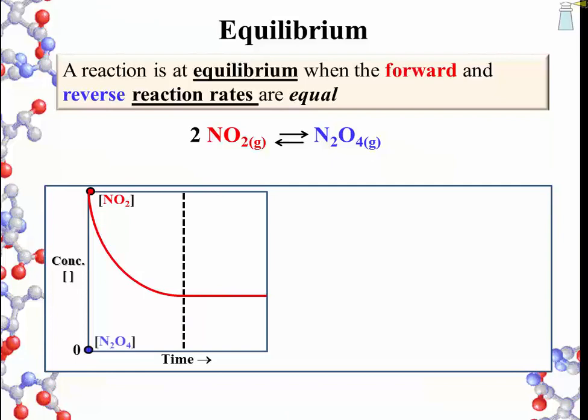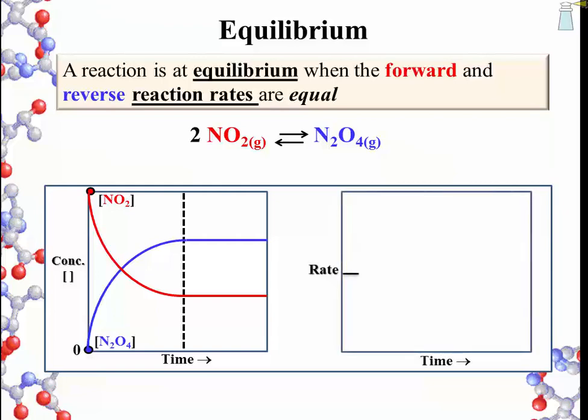Similar type of argument is made for the N2O4. It starts out low and increases as the reaction proceeds. At equilibrium, the concentration ceases changing because the same amount of N2O4 that is being formed is breaking down. The rates also bear this out.